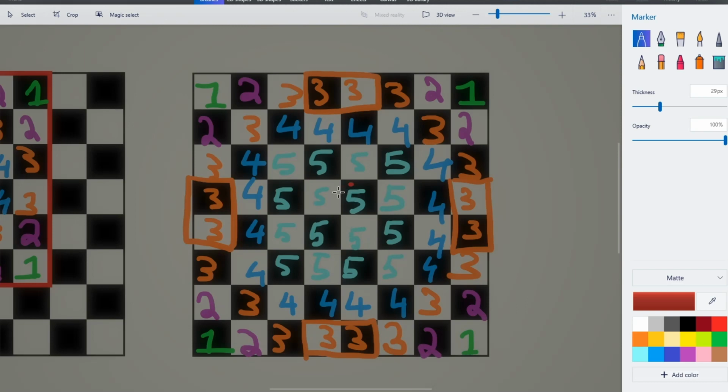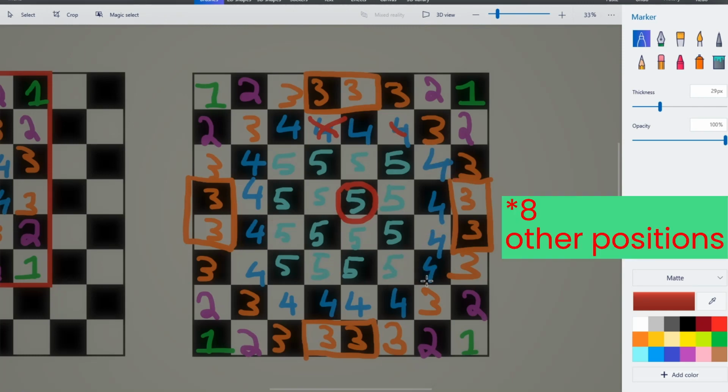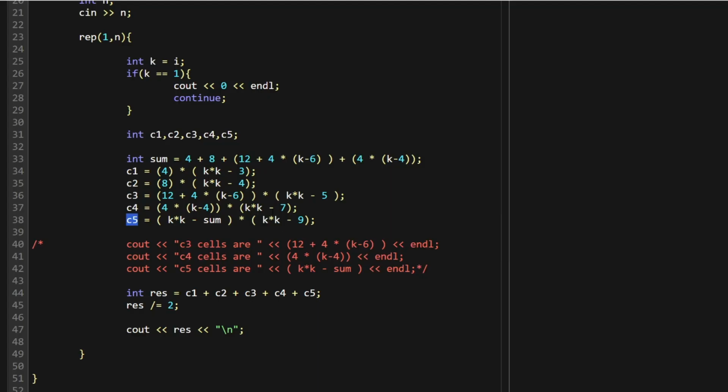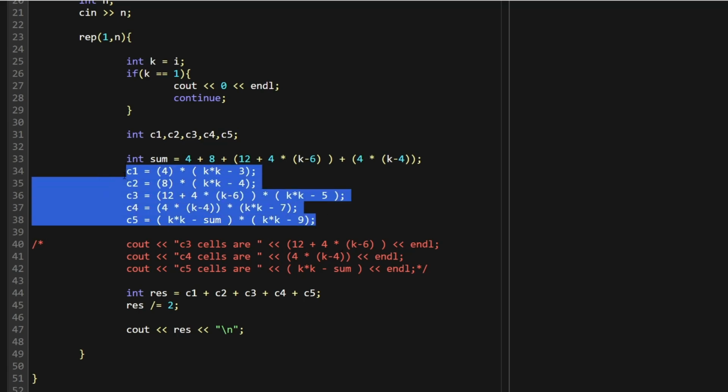So let's take this position here, for example. We're going to attack this one, this one, this one, this one, this one, this one, this one, and this one. So in total, we are attacking 8 other positions here. Thus, for the second knight's placement, I have k by k minus 9. So 8 is the positions that we attack, and 1 is the position that we occupy, so the total is 9, okay? And by extracting these 5 categories, I'm able to extract the answer.